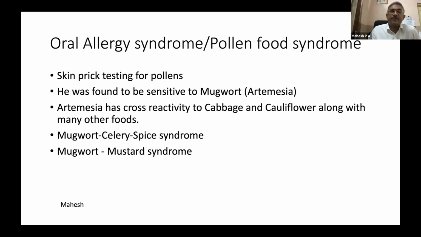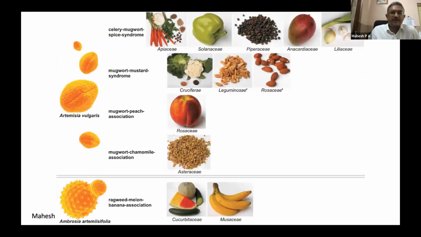She was found to be sensitive to this Artemisia, and Artemisia has a lot of cross reactivity. For example, you have the mugwort-celery-spice syndrome. You can see all the different foods, including mango. You will find that this pollen is cross reacting.